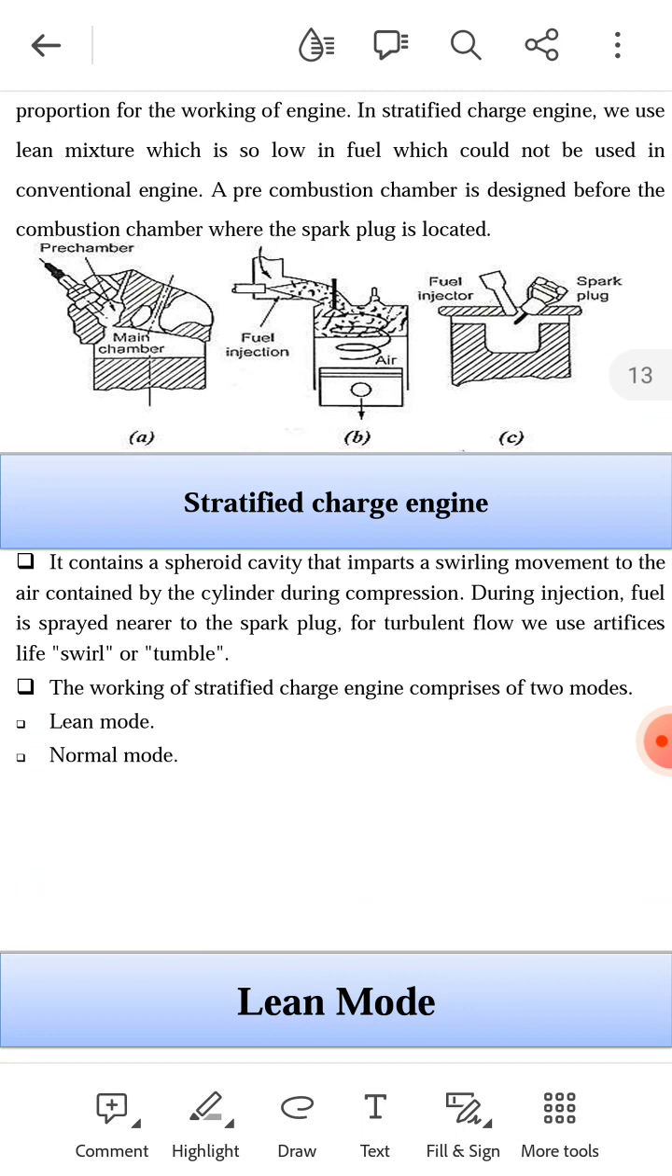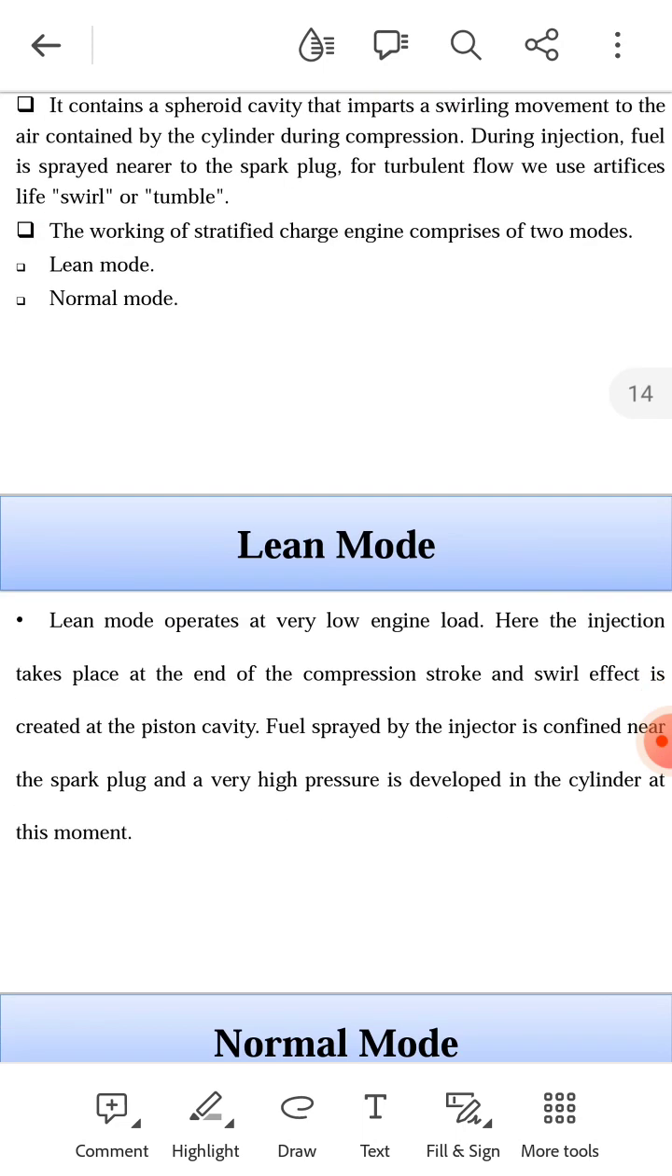The working of the stratified charge engine comprises two modes, one lean mode, another one normal mode. Lean mode operates at a very low engine load. Here the injection takes place at the end of the compression stroke and a swirl effect is created at the piston cavity.